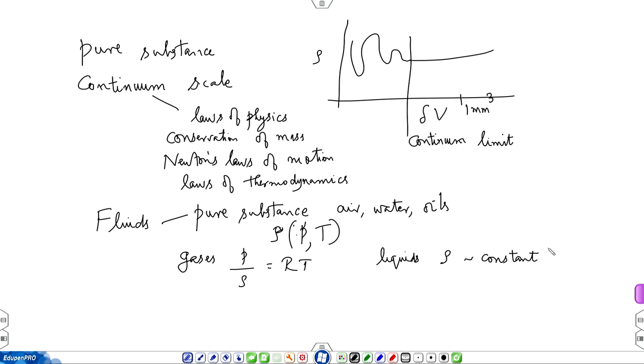These expressions are to be contrasted with the laws of physics I wrote down: conservation of mass, Newton's second law of motion, laws of thermodynamics. These are quite distinct from the expressions written here. These are expressions that relate density to pressure and temperature. Why pressure and temperature? Because we are dealing with a pure substance. So, if P and T are specified, the material density is also prescribed, it is fixed.